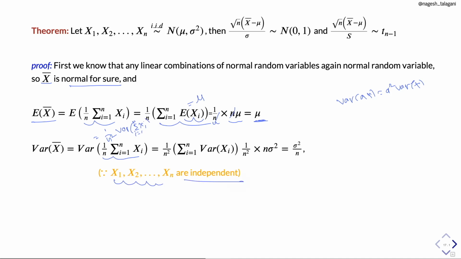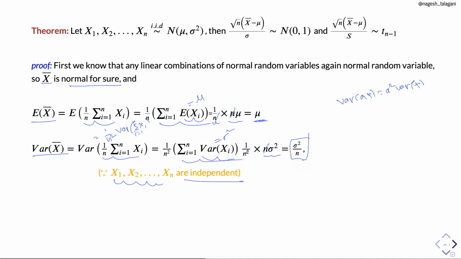So the variance of the summation of xi is the sum of the variances of xi, from i equal to 1 to n. Now we have 1 by n square times the summation from i equal to 1 to n of variance of xi, and each variance of xi equals sigma square. So we have 1 by n square times n sigma square. This n square will cancel, and we have sigma square by n. So the variance of x bar equals sigma square by n.